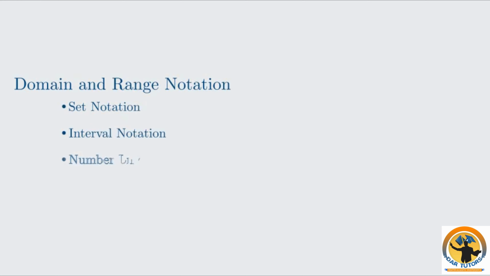We've seen that the domain is the set of all possible inputs, and the range is the set of all possible outputs. Now let's look at how to describe these sets using different notations. We can use set notation, interval notation, or a number line graph.